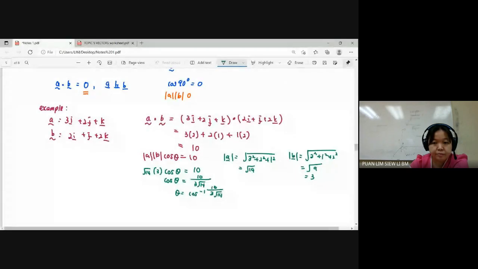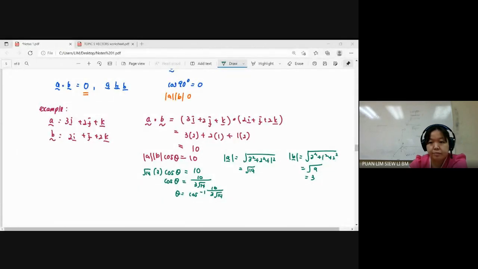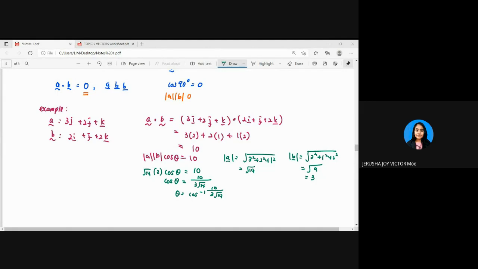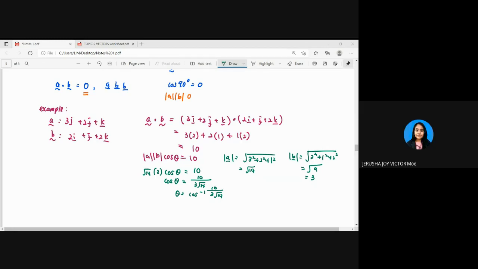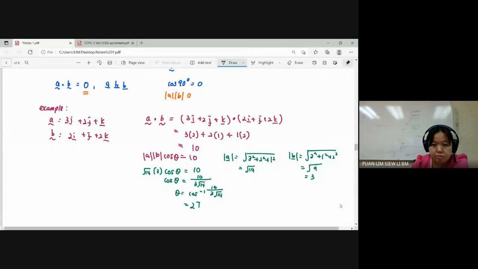Awak dapat ikut tak? Boleh, Miss. So, berapa angle dapat di sini? 27.02. Okay. So, 27.02. So, bermaksud kita tahu A dot B, angle dia dalam anggaran 27 darjah. Macam tu, darjah saja. Okay, so that will be our A dot B.